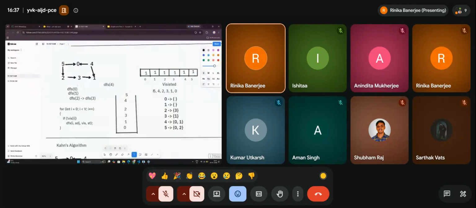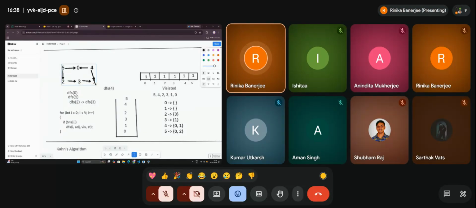So you can check that after 5 we can have 4, because we can move from 5 to 4, right? There is a directed edge, so we can keep 5 before 4. There is no dependency between 5 and 4. Now let's see for each of the edges. There is a directed edge from 5 to 0. That means 5 must come before 0.